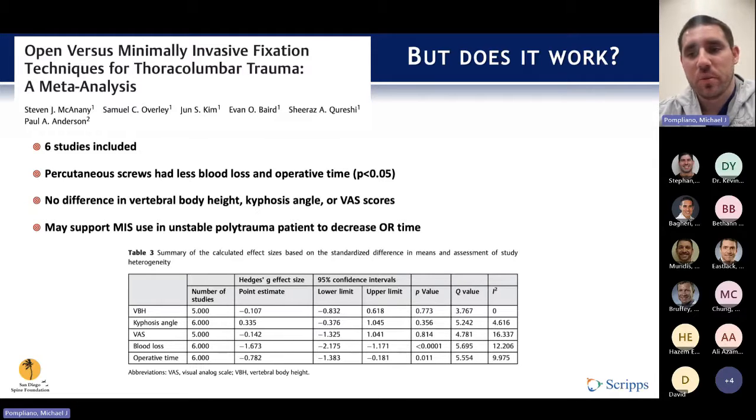This is a meta-analysis from Global Spine Journal in 2014, looking at 6 studies. Similarly, throughout pretty much all these studies, percutaneous screws had less blood loss, less operative time, but they found no difference in vertebral body height, kyphosis angle, or VAS score. So to them, with less OR time, they concluded that this may provide support for using these techniques in the unstable polytrauma patient. Just with decreased OR time, you're getting less muscle tissue trauma, and that may be a significant factor in that patient population.